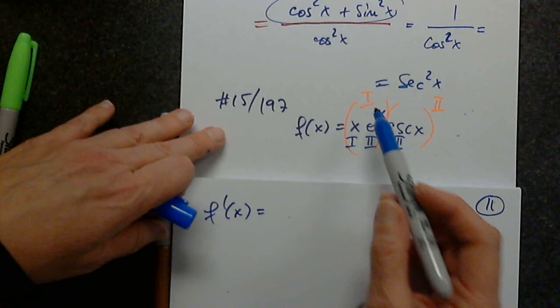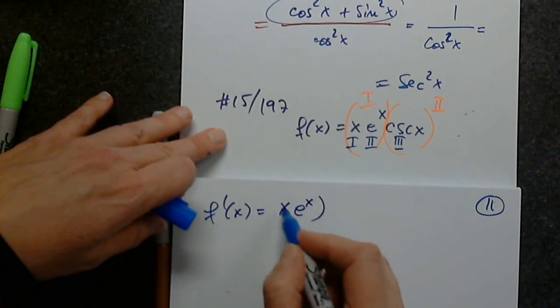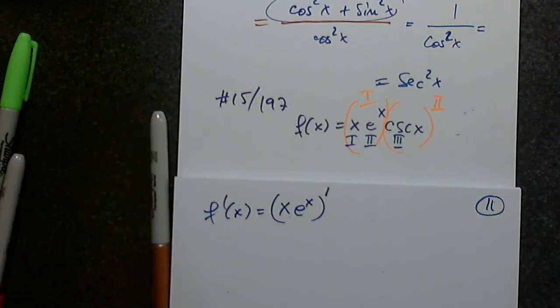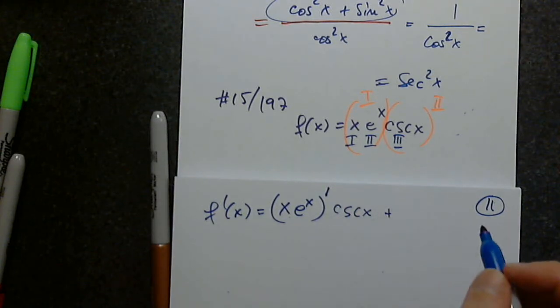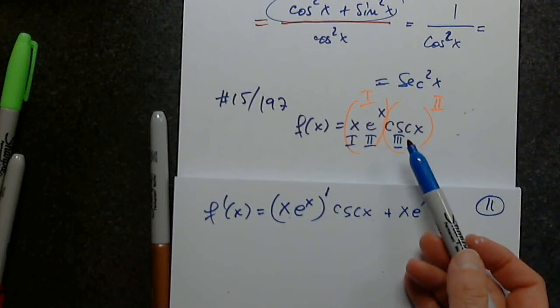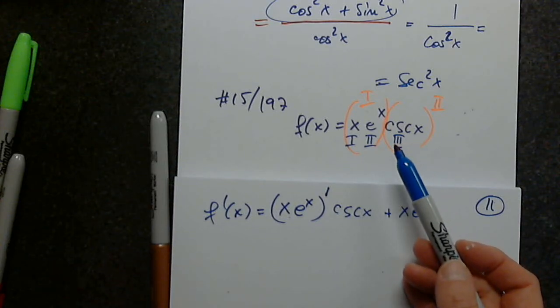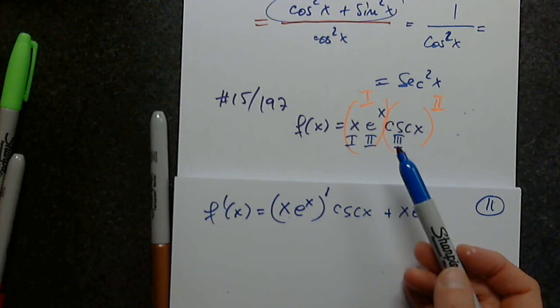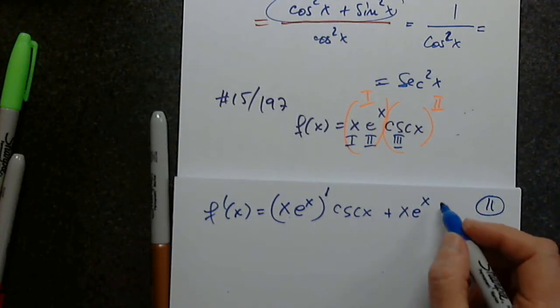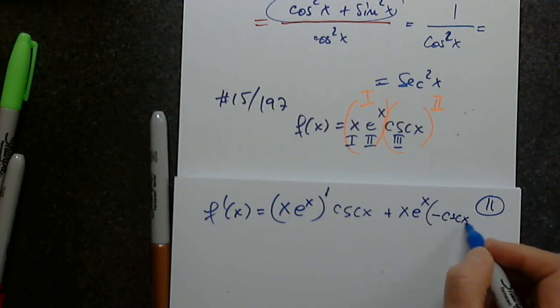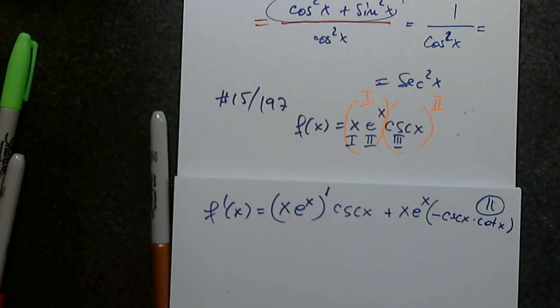So remember, the first function prime, I have to write x e to the x, but leave it alone and put prime on it. Copy cosecant x plus x e to the x, but now you have to differentiate cosecant x, which is among the last two, so it's a product, right? So minus cosecant x cotangent x.